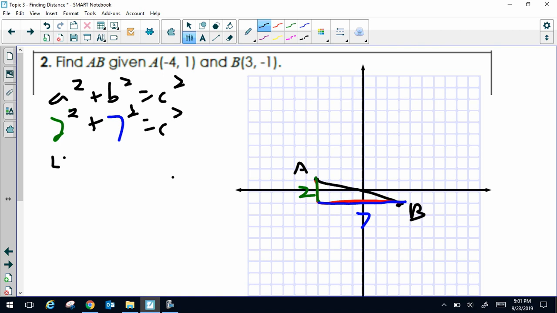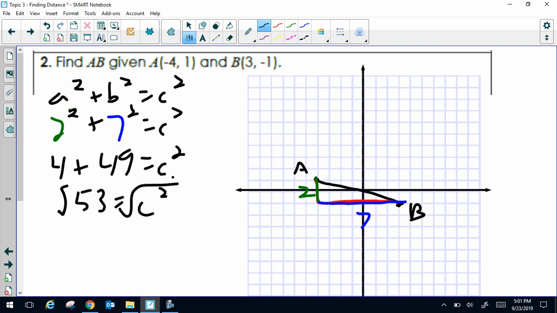Okay, so we know 2 squared is 4. 7 squared is 49. Add them together, you get 53. And then when you get to this point, you always have to take the square root. And you get 7.3 as the distance of that line.